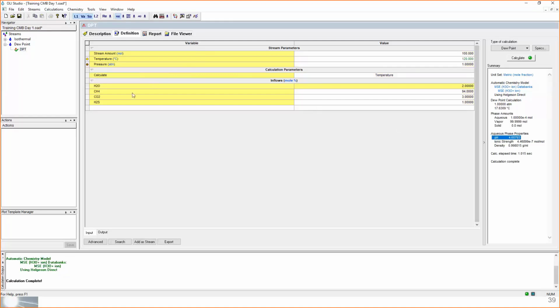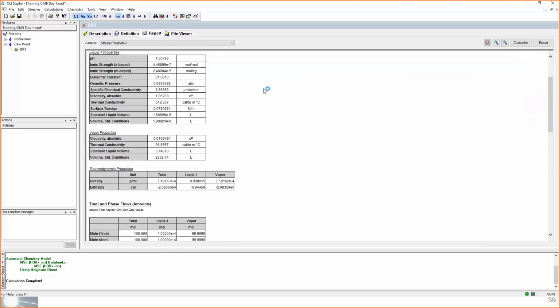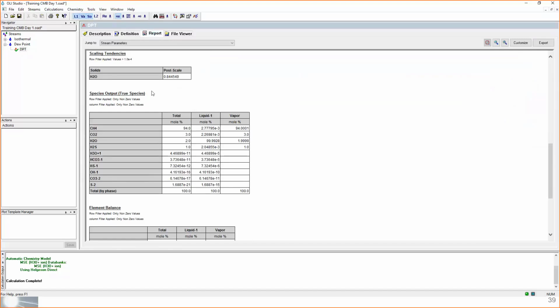So this water is acidic. Now we need to understand why it's acidic. What is happening? So what we are going to do is we go to the report, okay? And we are going to scroll down until we find the species output table, okay? And in this table, you'll see all the species that are being formed in this system. This system has two phases. It has the liquid phase and it has the vapor phase. The liquid phase is the first drop that was formed, okay?